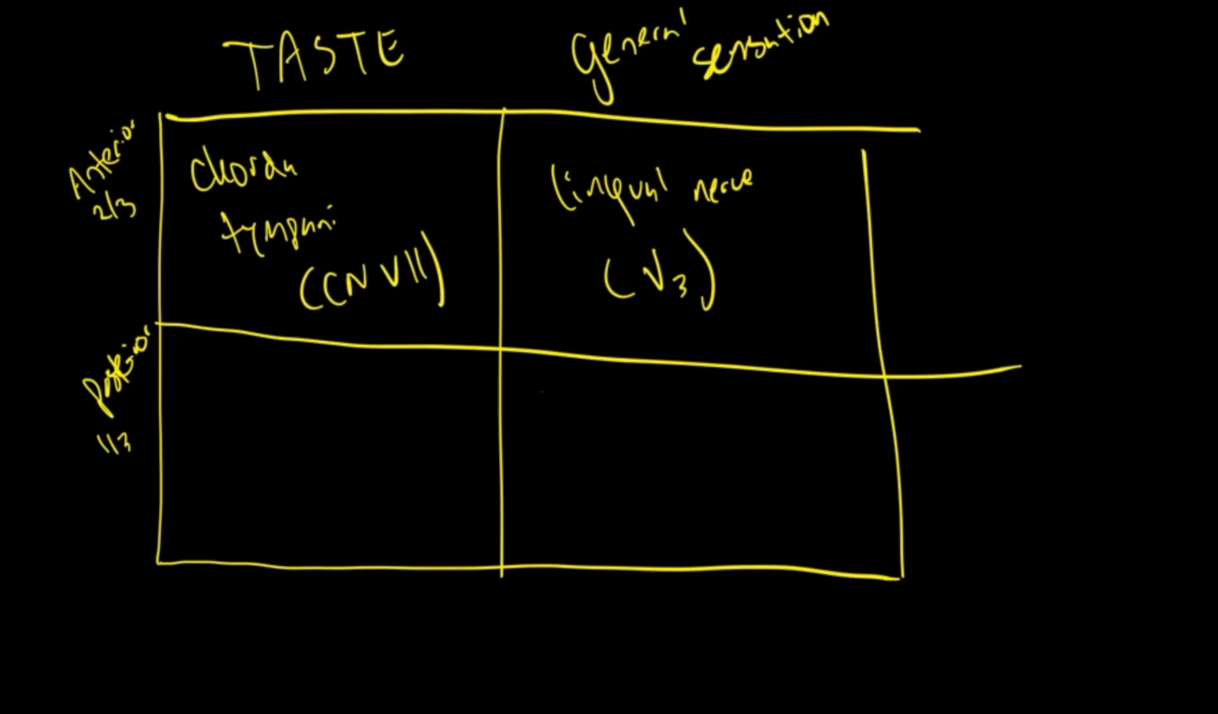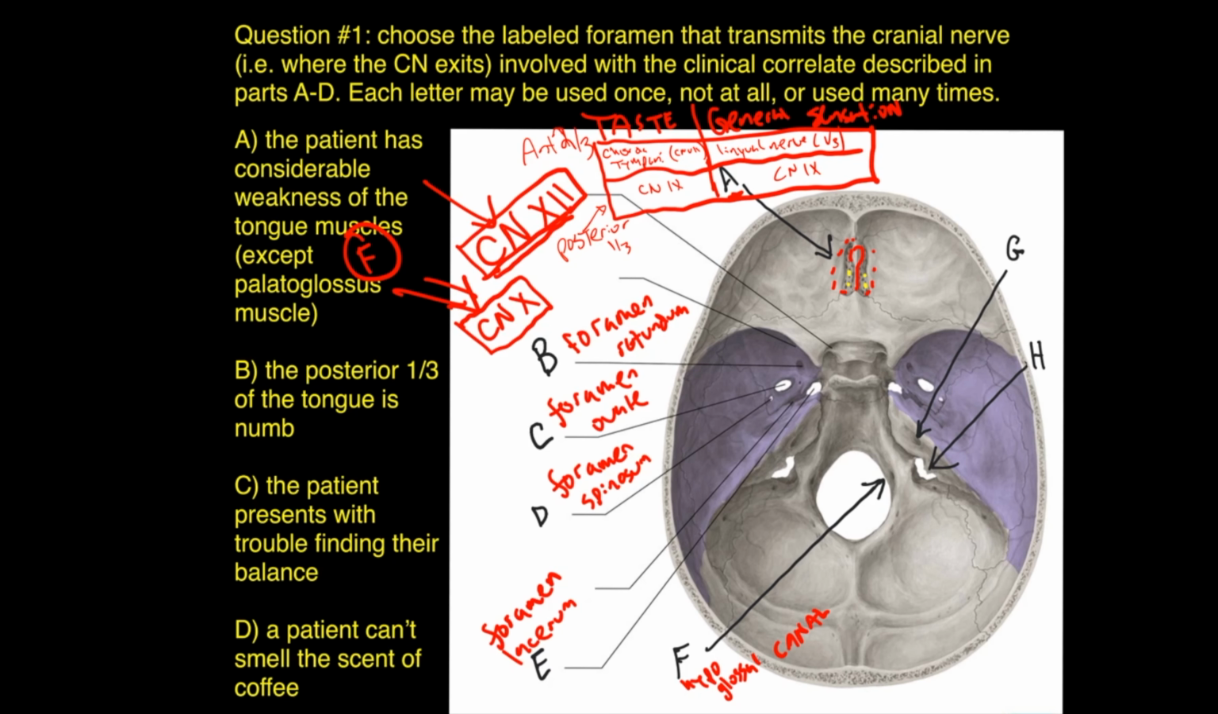And then if we go to the taste and general sensation to the posterior 1/3 of the tongue, that's going to be the glossopharyngeal nerve for both. So now we know the difference between the anterior 2/3 of the tongue and the posterior 1/3 of the tongue and the different nerves supplying those regions. So we can answer the question now. Here is the posterior 1/3 of the tongue. The answer has to be the glossopharyngeal nerve, so that's cranial nerve 9.